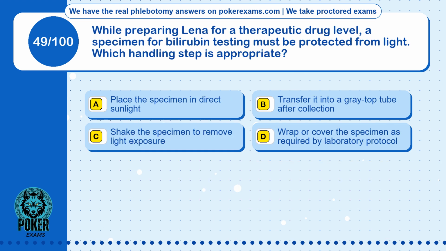Question 49. While preparing LENA for a therapeutic drug level, a specimen for bilirubin testing must be protected from light. Which handling step is appropriate? Option A. Place the specimen in direct sunlight. Option B. Transfer it into a gray top tube after collection. Option C. Shake the specimen to remove light exposure. Option D. Wrap or cover the specimen as required by laboratory protocol.